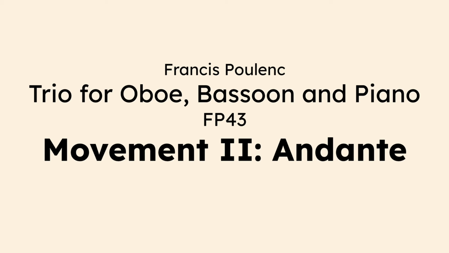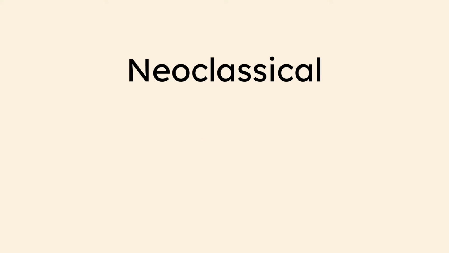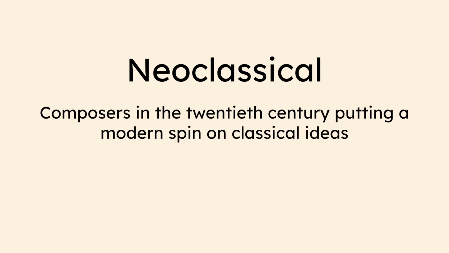Movement 2 of Poulenc's trio for oboe, bassoon and piano is a neoclassical piece. In a nutshell, neoclassicism involved 20th century composers taking classical concepts and conventions and giving them a more modern 20th century twist. Throughout this analysis, I'll be pointing out where Poulenc has messed about with classical ideas and how he's given this music a more modern flavour.